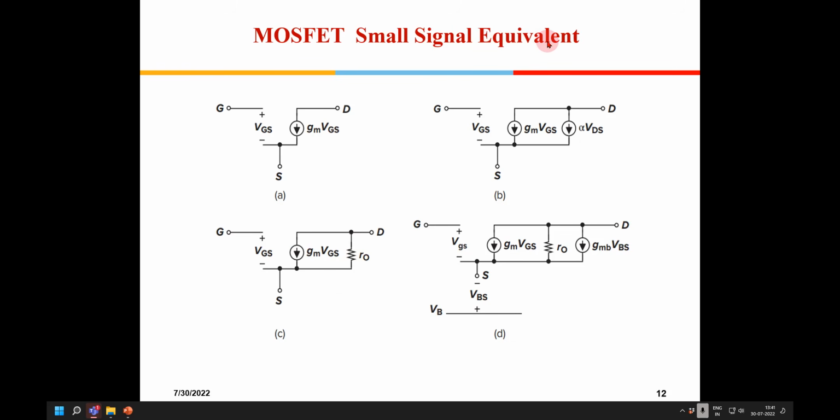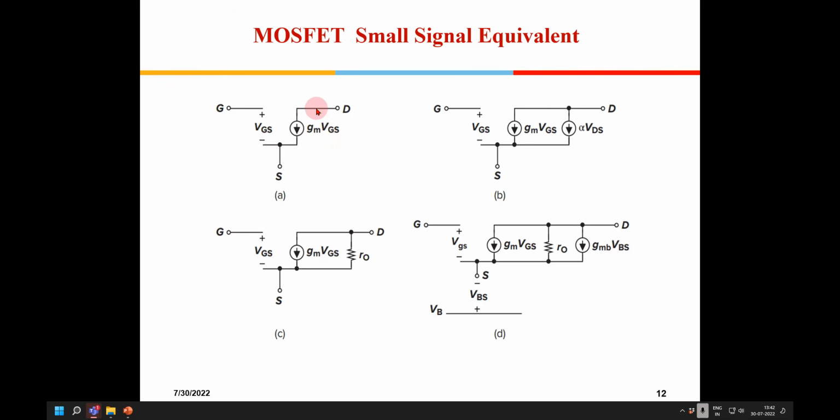Now the small signal equivalent is this. You are applying a small change in VGS. Then the current out here will be gm VGS. This is the small signal model. What does it mean? gm VGS means that for a small change in VGS, this is how the current will change. This is not the ID equation, if you see here. This is known as the small signal equivalent.